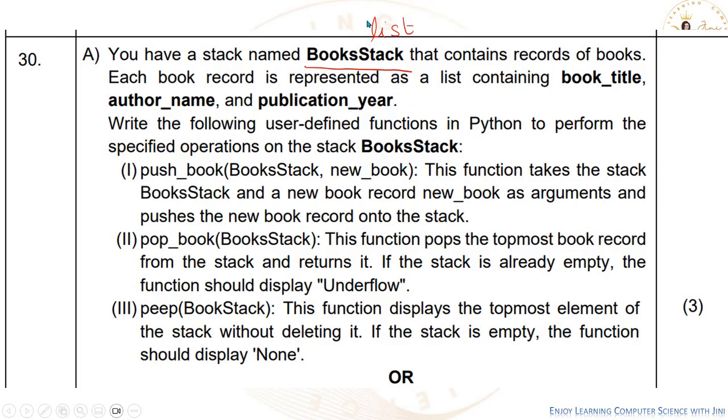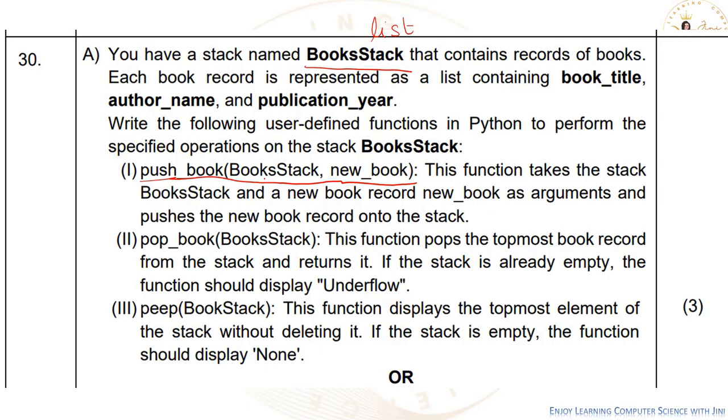Which contains already some records. Now you want to push some new book in the book stack. This function will take the stack, book stack, and a new book record as arguments and push the new book record onto the stack. So you should understand what the name of the function is, as given in the question. Push book, book stack, new book.